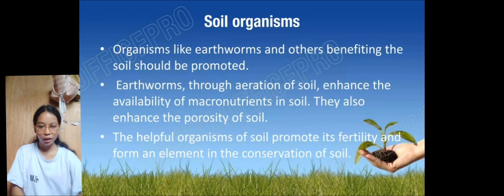Next is soil organisms. Organisms like earthworms and others benefiting the soil should be promoted. Earthworms, through irrigation of soil, enhance the ability of nutrients in soil. They also enhance the porosity of soil. The helpful organisms also promote its fertility and form an element in the conservation of soil.